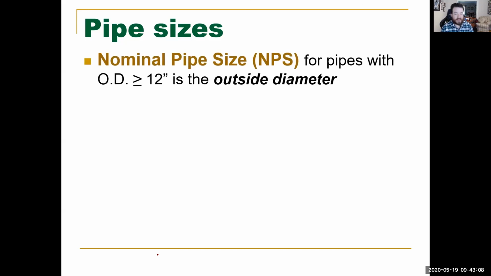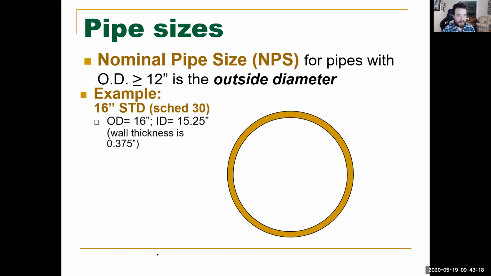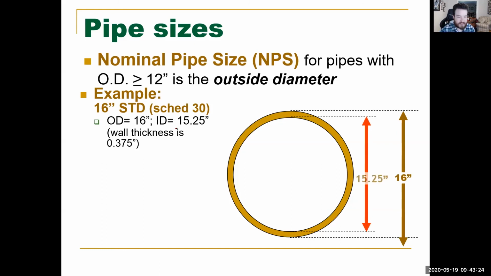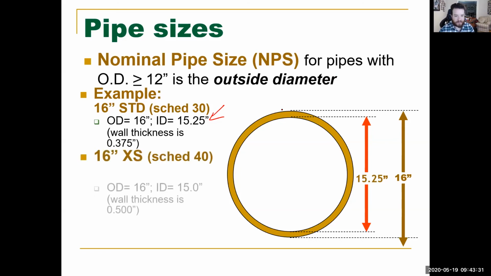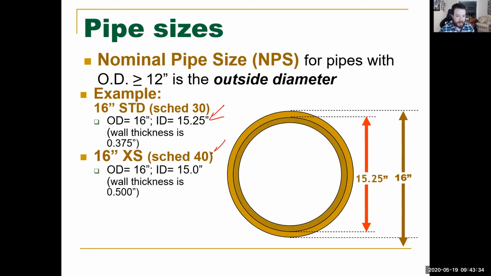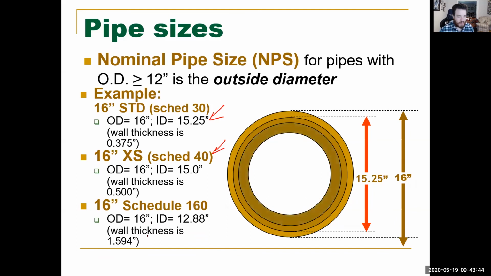So nominal pipe size, or NPS, for pipes with an outer diameter greater than 12 inches is the outside diameter. All right. So we have a 16-inch Schedule 30. It's an outer diameter of 16 inches and inner diameter 15.25. Its wall thickness is 0.375. Again, as we go up in our schedule, we are going to be increasing our wall thickness. And then Schedule 160, we have a wall thickness of 1.5 inches. So from here to here, that's 1.5 inches.